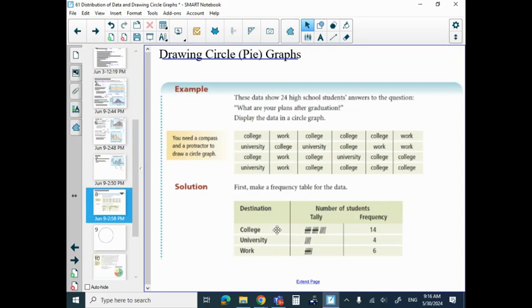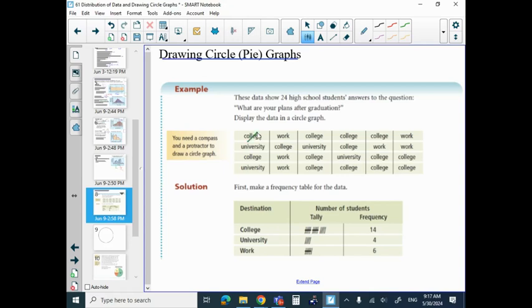So circle or pie graphs. This one shows a survey of asking 24 high school students what their plans are after graduation. And so people have answered college, university, or work. And so, we have a bunch of answers, right? Well, it's a nice way to look at a bunch of numbers like that instead of trying to count and lose track of which ones and so on.